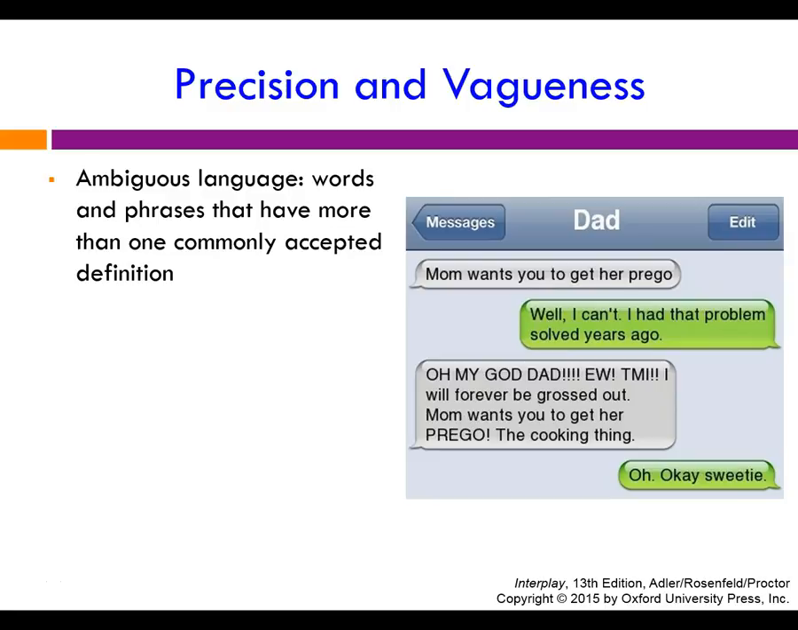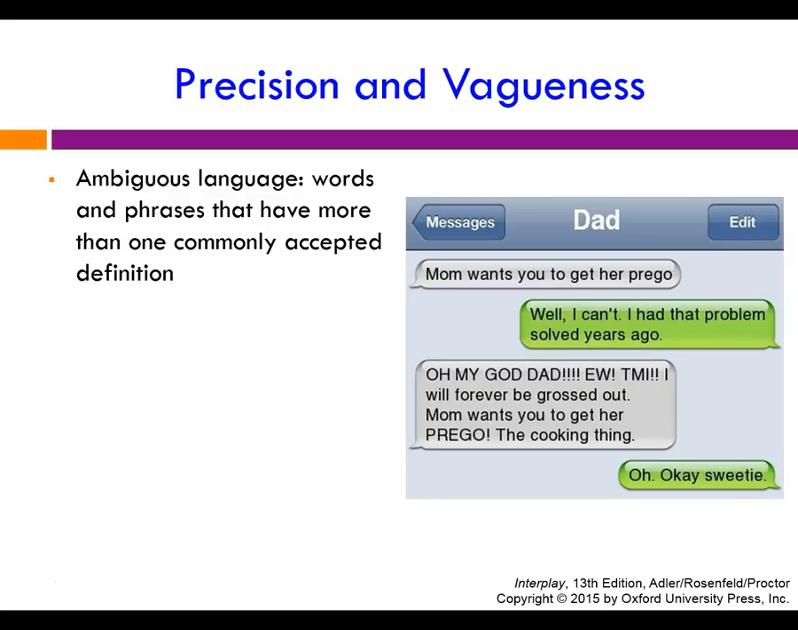The first type of language we'll look at is ambiguous language. Ambiguous language simply refers to the fact that there are words and phrases in our language that may be interpreted in more than one way, or have more than one commonly accepted definition. As you're probably aware, the English language especially has a lot of words and phrases interpreted or defined in multiple ways. We see an example of this in the illustration on this slide.